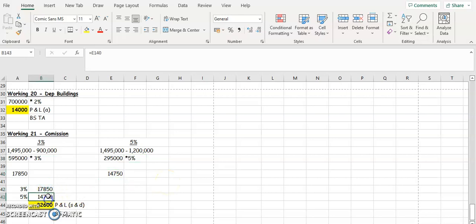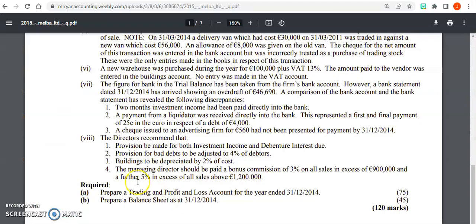So the total commission they're going to receive is the commission for 3% and the commission for 5%. That's going to give you 32,600. It's going to go into your profit and loss account as selling and distribution. And it's also going to go into your balance sheet as a current liability because we have to pay it. And that's how you do the last adjustment, adjustment 8 for the Melba 2015 company question.